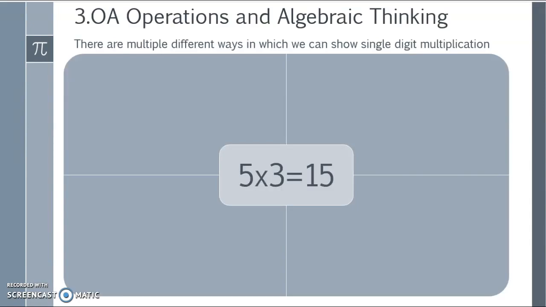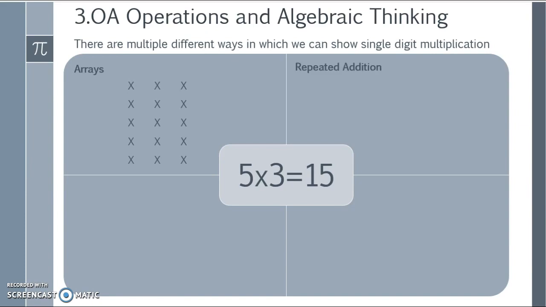All right, so we know that there are multiple different ways in which we can show single-digit multiplication. In the middle here, I have 5 times 3, which we know from rote memorization is 15. The first way we're going to show is by arrays. I've created 5 rows of 3. So we can multiply or add 5 plus 5 plus 5 plus 5, or 3 plus 3 plus 3 plus 3 plus 3, etc. Or we can actually individually count them.